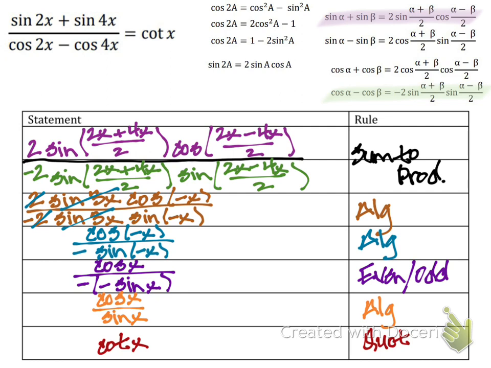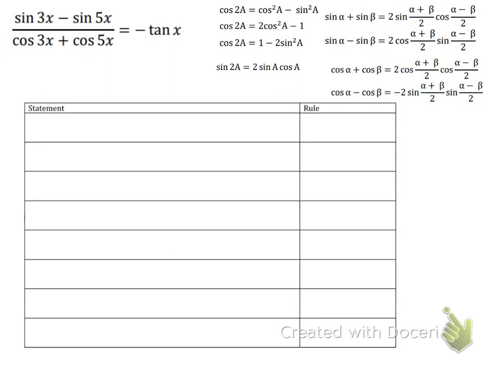All right, one more proof. So again, we have sum to product, and we've got something happening in the numerator and the denominator. So first we have sine minus sine, and then we have cosine plus cosine. So just like before, that first step is a doozy, right?